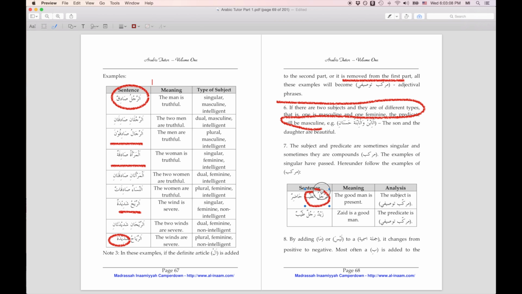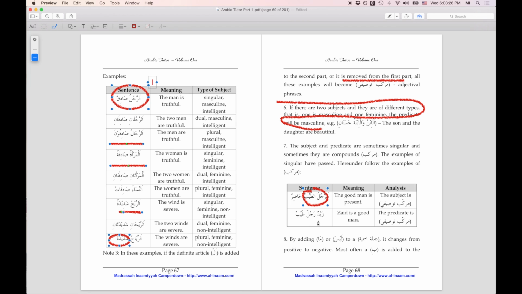Ar-rajulu at-tayyibu. Now if we say ar-rajulu hadirun, the man is present, if we just say these two parts, that's also a jumla ismiya. So just so you guys know.